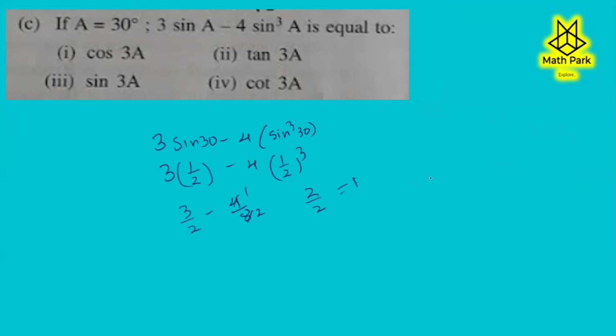Now here the terms are given in terms of sin, cos, tan and all. So we should know for which angles the ratios are 1. We know that sin of 90 degrees is equal to 1. And so you get sin of 3 times 30, instead of 90, is equal to 1. So that is how you get sin 3A is equal to 1. This is how the third option, that is sin of 3A, is correct.